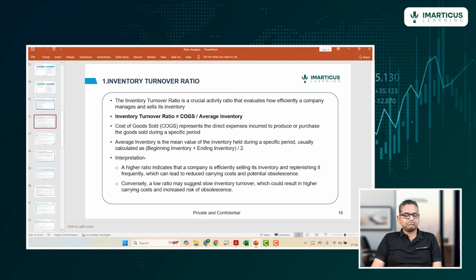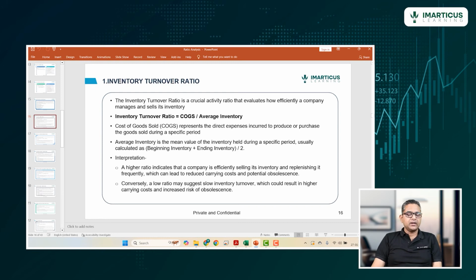So we are not considering all the goods which we have produced. We are not considering the direct expense incurred for all those goods which we have produced, but only the direct expense for those goods which were sold during a specified period. What was the direct expense for those goods which we sold in a specified period? Means if we are talking about one quarter, for that quarter only, what was the direct expense of cost of goods sold? So that would become the cost of goods sold divided by average inventory.